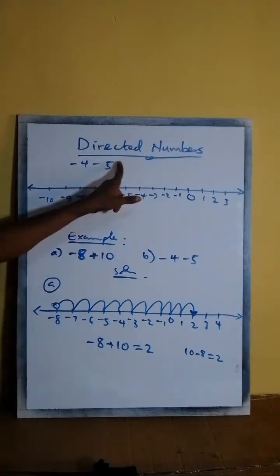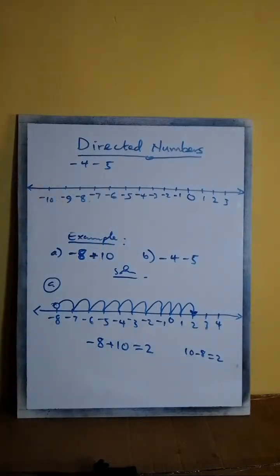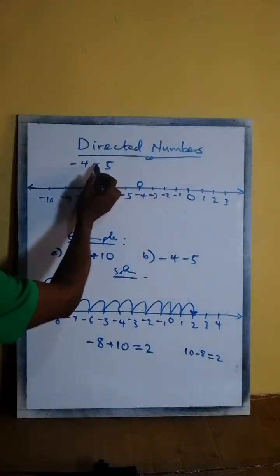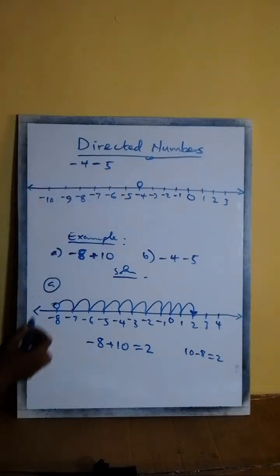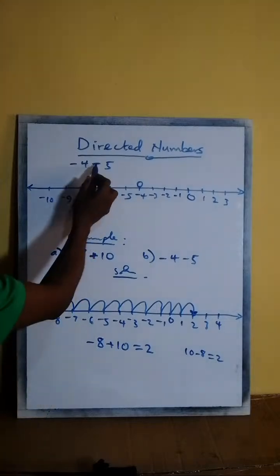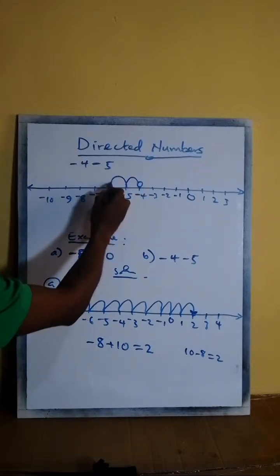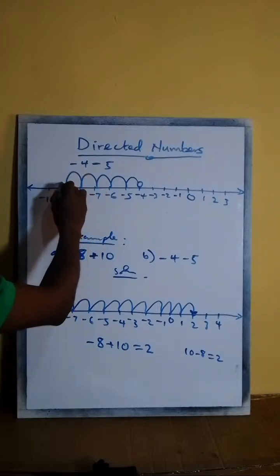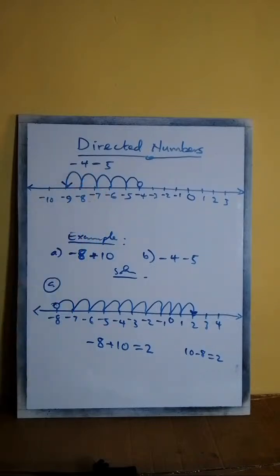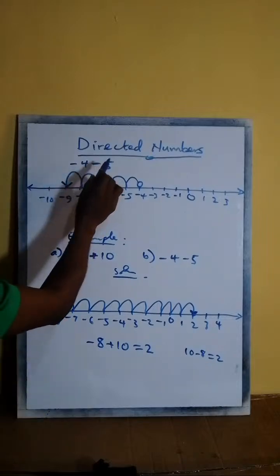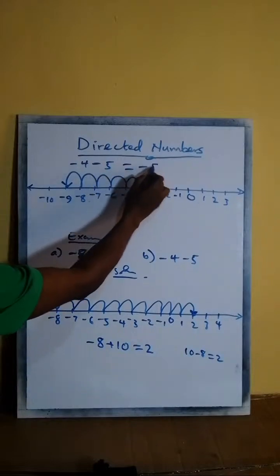Now the first one, we start with -4. So this is -4 here. Then here we are subtracting. Minus, we count towards the left when we are subtracting. So it will be towards the left. And that implies that we shift 5 times towards the left. Now from here, we have 1, 2, 3, 4, 5. So when we stop here, we have the answer as -9. Therefore, -4 minus 5 equals -9.